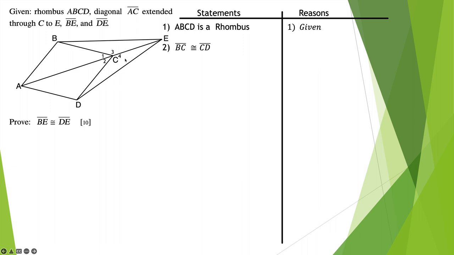So the first thing I'm going to say is that, well, you know what? BC and DC are going to have to be congruent because they are consecutive sides of a rhombus. And those are congruent. You say rhombus, I say rhombus. How hard is this, right?